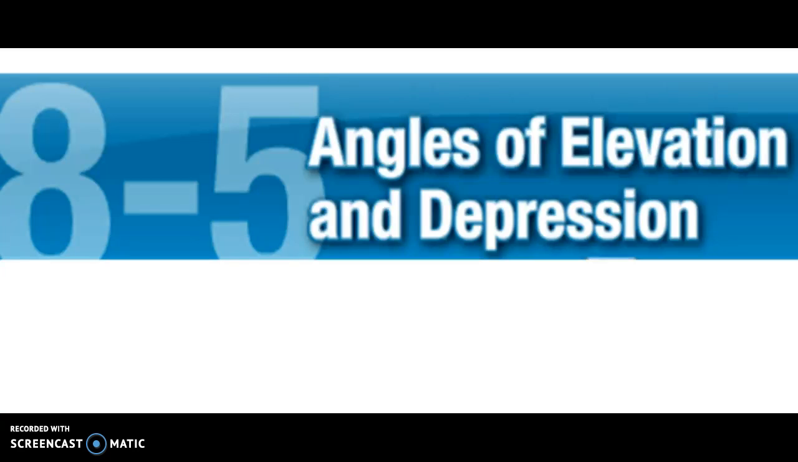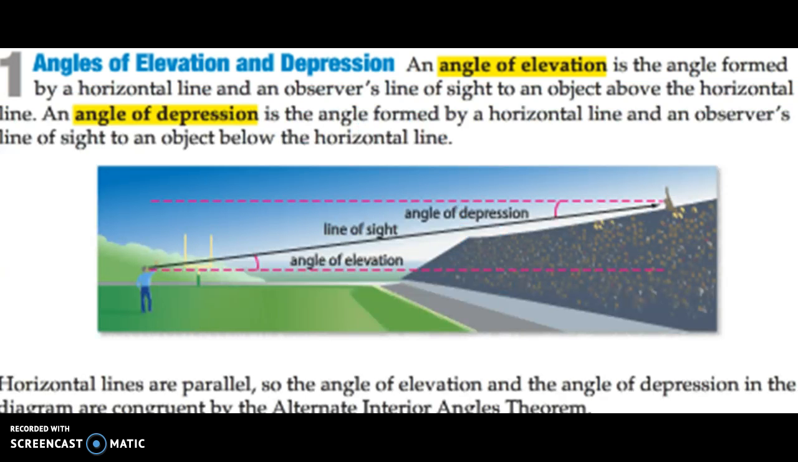Today we're going to continue talking about trigonometry, but we're going to apply it to angles of elevation and depression, which show us real-life applications of trigonometry. Now, an angle of elevation is when someone is looking and their line of sight is above the horizontal line. An angle of depression is when your line of sight is below the horizontal line.